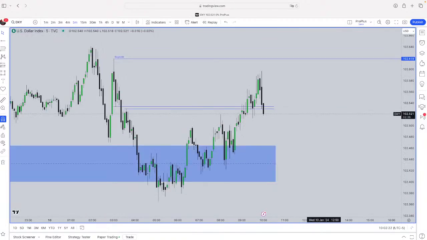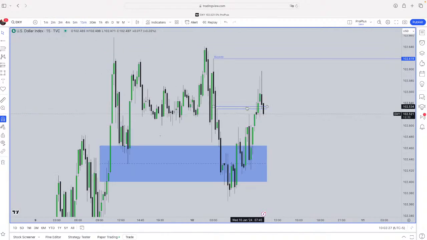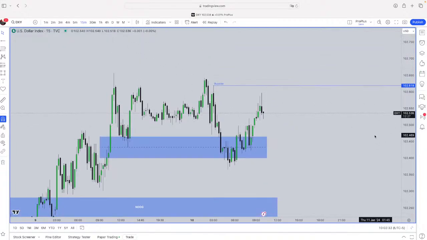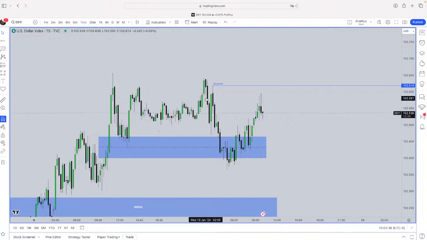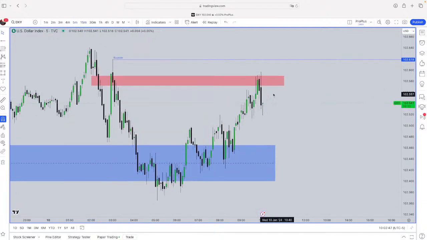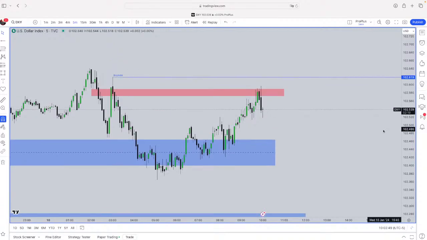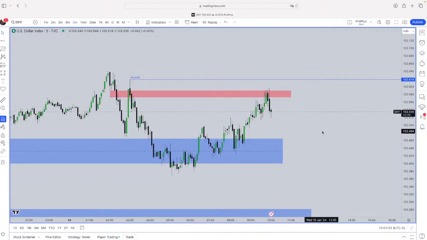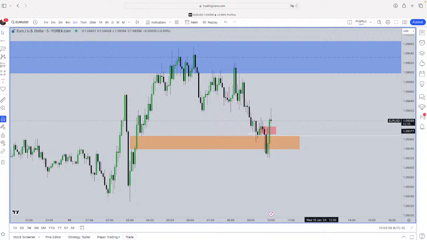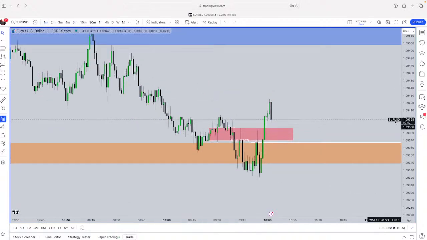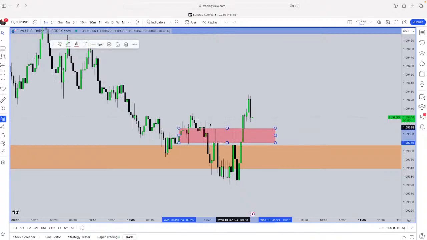Just a good look at DXY. I'm looking at this inefficiency here. Draw that across. I respect that quite nicely here. But nothing that catches my eye just yet. Remove this now.